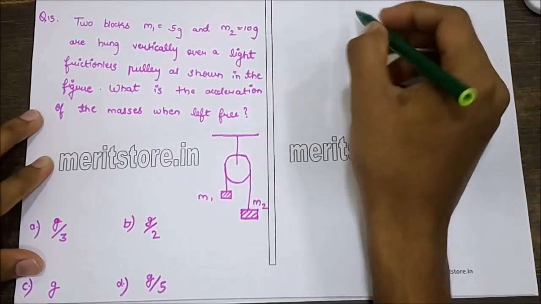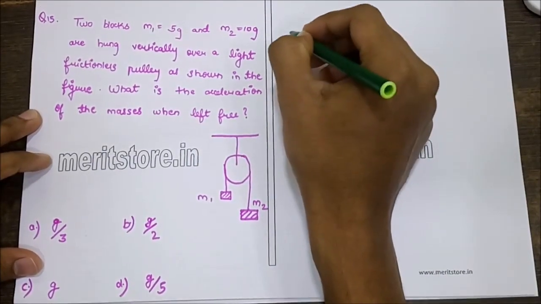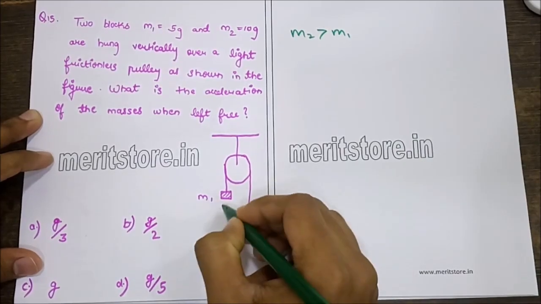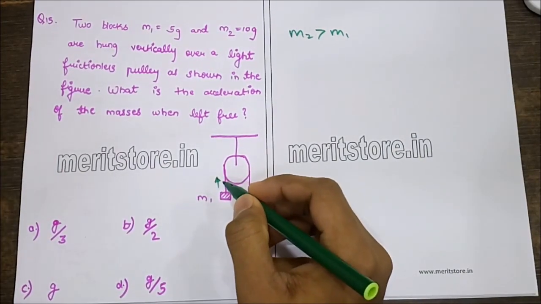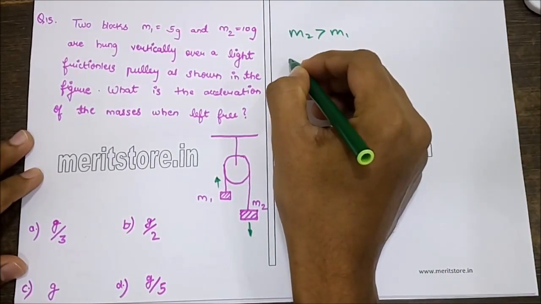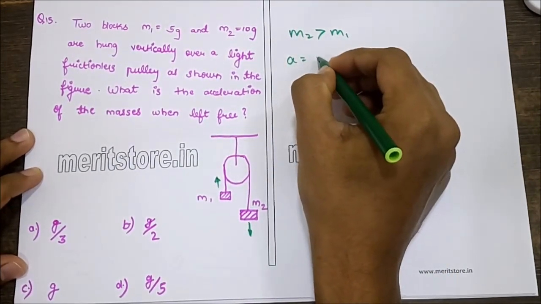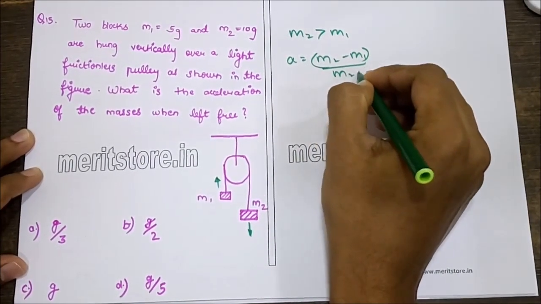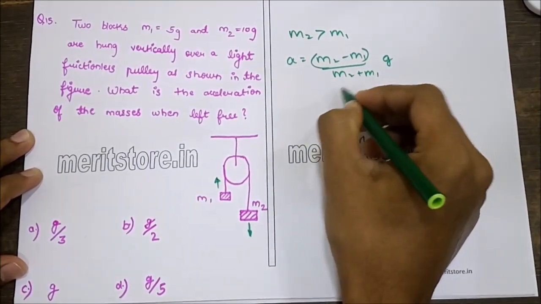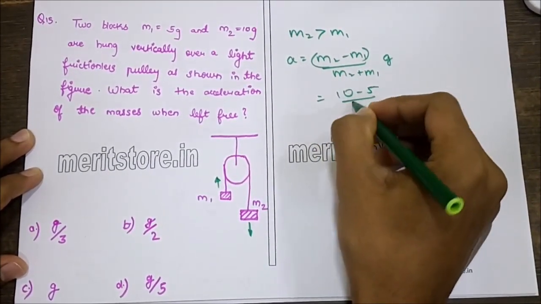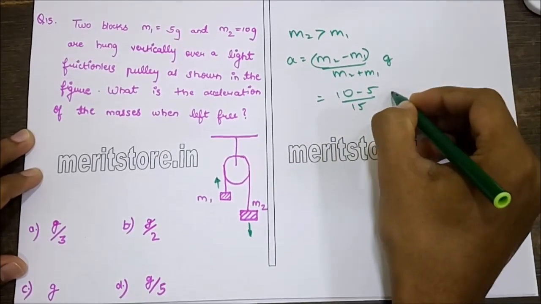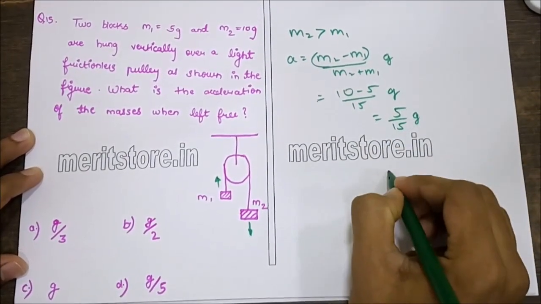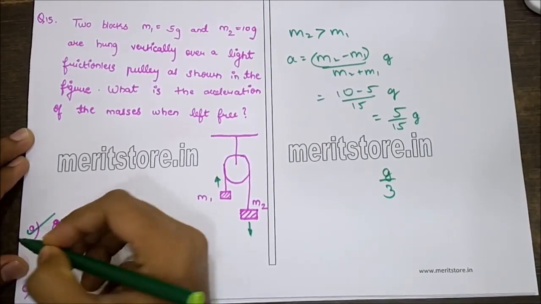Now, for this system of masses, since M2 is greater than M1, when left free, M2 would move in the downward direction, whereas M1 would move in the upward direction. Therefore, the common acceleration or resultant acceleration is given by M2 minus M1 upon M2 plus M1 times g. So that is equal to 10 minus 5 upon 10 plus 5, that is 5 by 15 g, or g by 3. Hence option A is the correct answer.